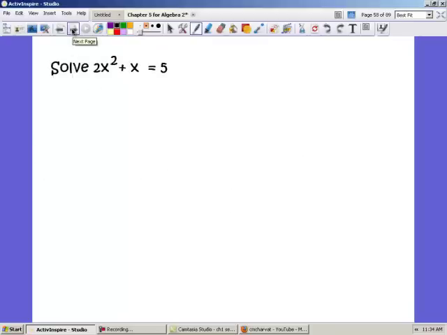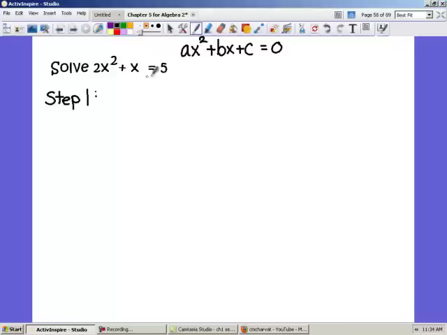Okay, so we're going to use an example here. We have 2x squared plus x equals 5. And what you want to do, the very first step, is you want to put this in standard form. So remember, standard form is ax squared plus bx plus c. And in this case, we're going to have equals 0 because we want to find out what the x-intercepts are.